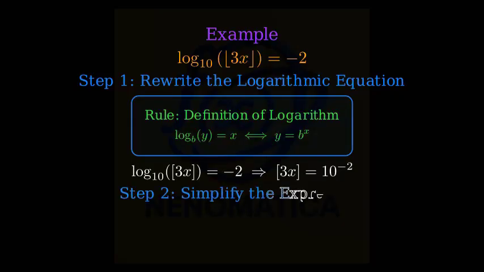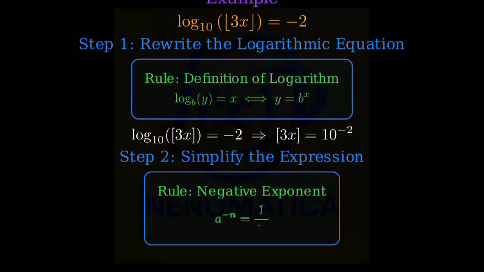Step 2. Simplify the expression. A negative exponent means take the reciprocal. That is, a to the minus n equals 1 over a to the n. Therefore, 10 to the negative 2 is 1 over 10 squared, which equals 1 over 100.